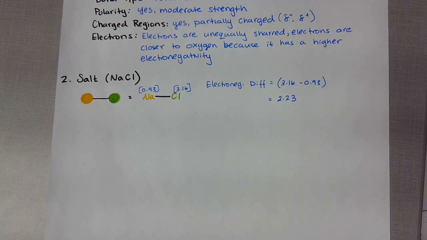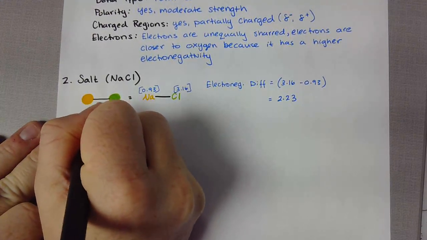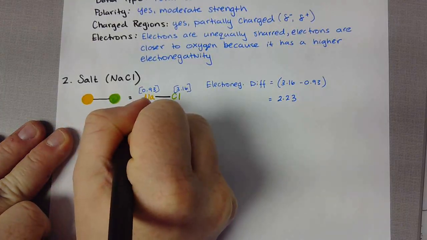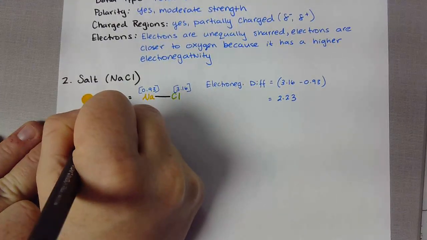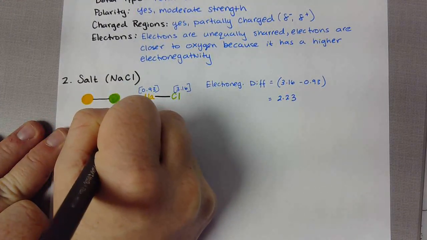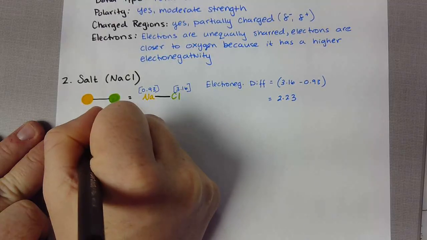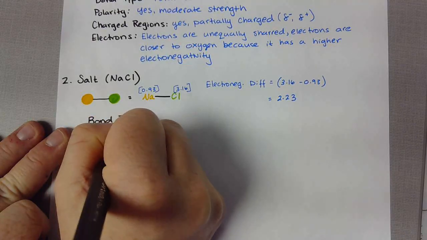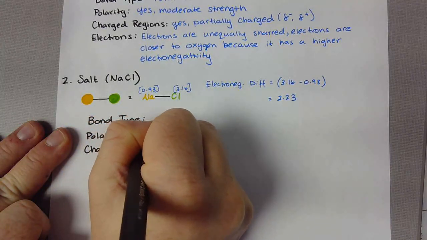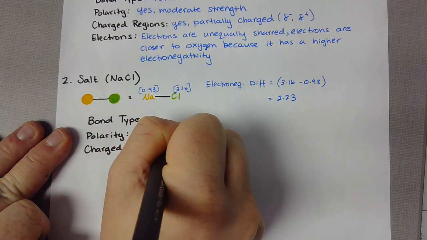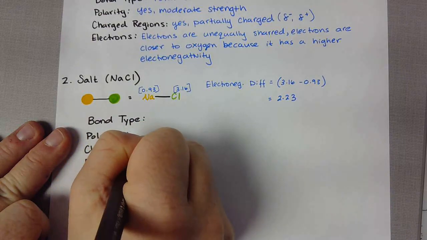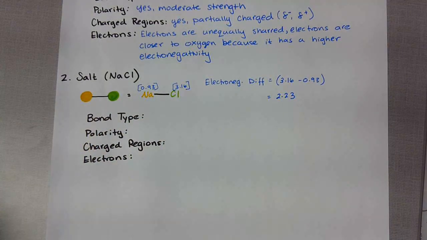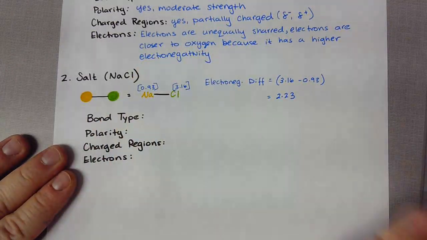So bond type, and then I'll just list them all now because they're all going to be the same. We're going to look at bond type. We're going to look at polarity of that bond type. We're going to look at whether or not we're going to have charged regions. And then we're going to model what that means for the electrons. So bond type, already talked through and identified that. This is a very polar ionic bond.